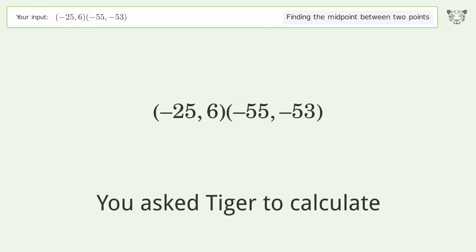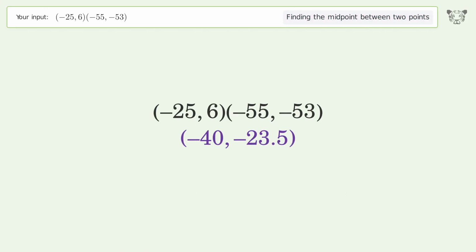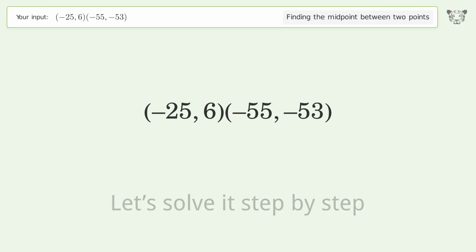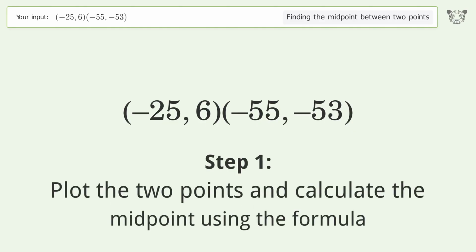You ask Tiger to calculate. This deals with finding the midpoint between 2 points. The midpoint between the 2 points is -40, -23.5. Let's solve it step by step. Plot the 2 points and calculate the midpoint using the formula.